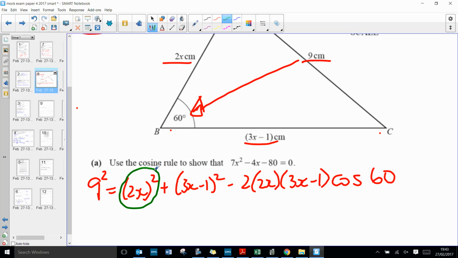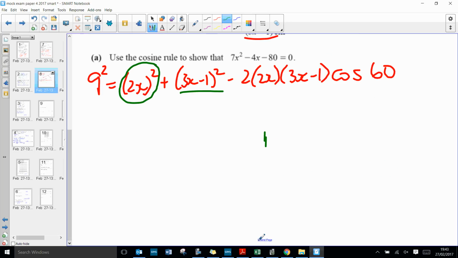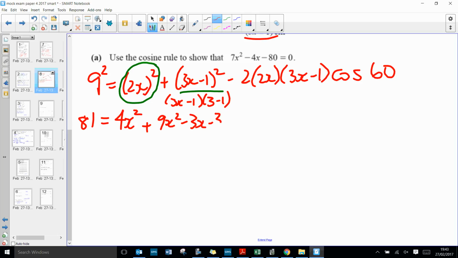And some of you, I don't know how many times I need to say, but if you've got a squared sign outside of a bracket, you must use FOIL to expand it. So 9 squared is straightforward, 81. 2x all squared is 4x squared. Expanding this bracket here gives us 9x squared, I'm taking it in baby steps, minus 3x minus 3x plus 1.